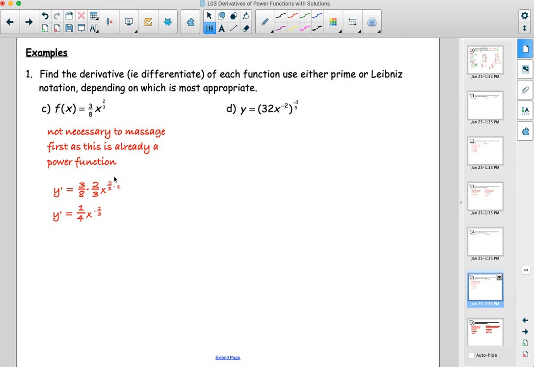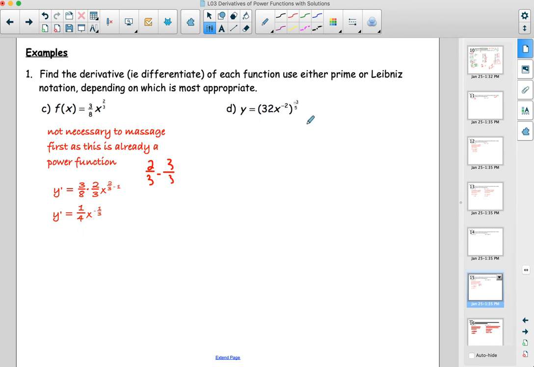And that will be a bit more challenging when the exponents are not whole number values, either integers or natural numbers, because we're going to have to think of a common denominator. This is 2/3 minus 3/3. That's negative 1 over 3. So the derivative is 1/4 x to the negative 1/3.